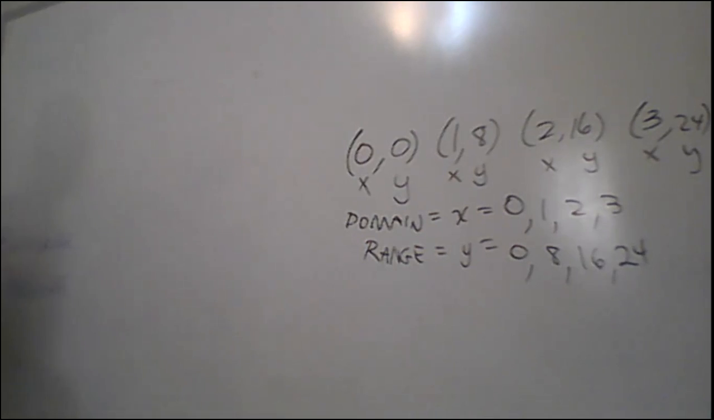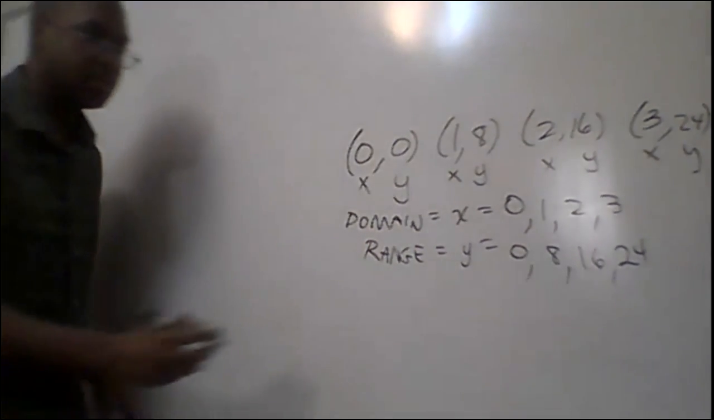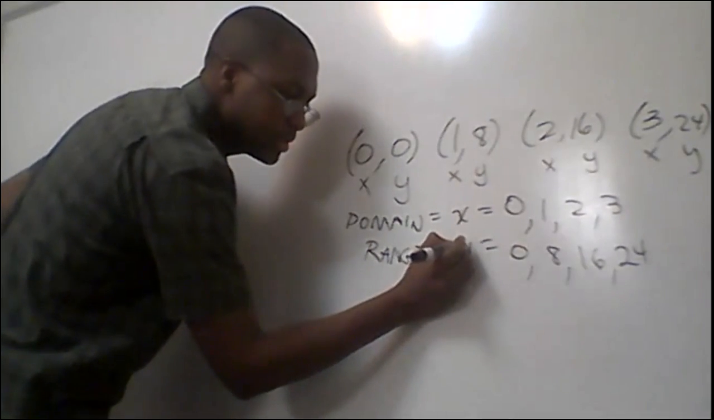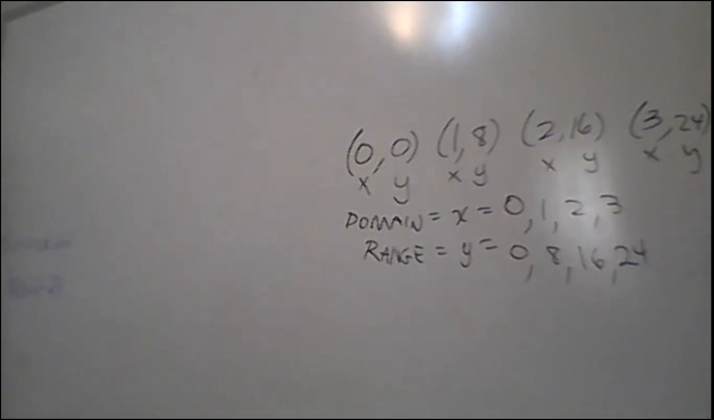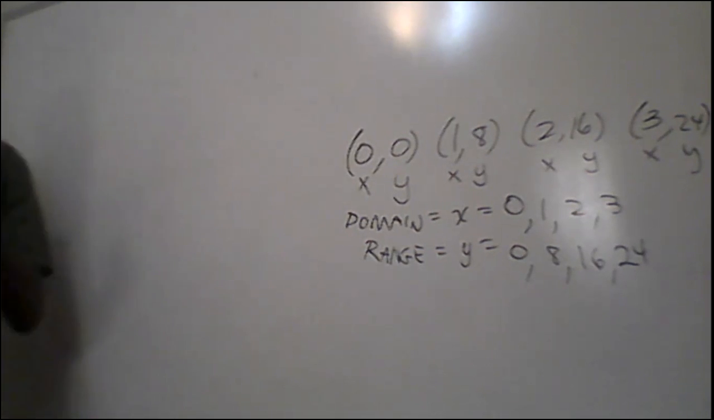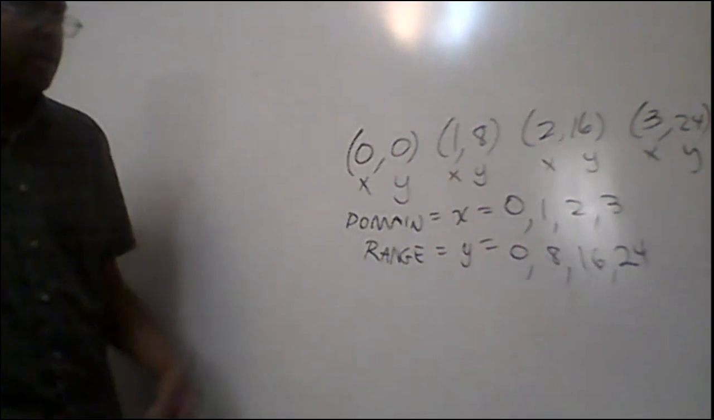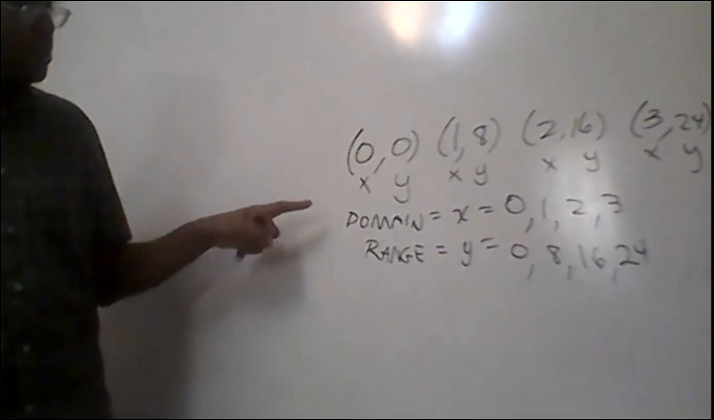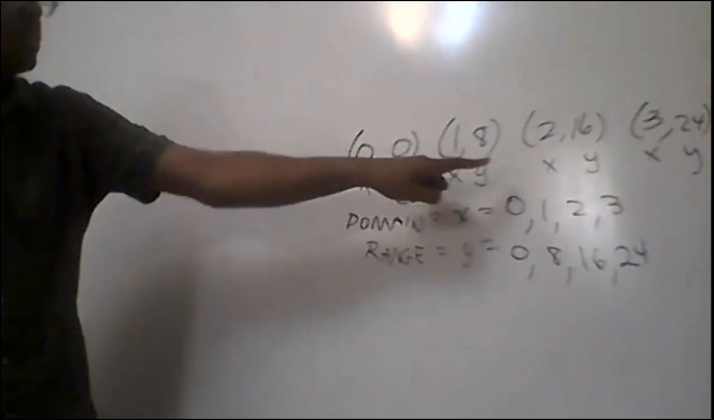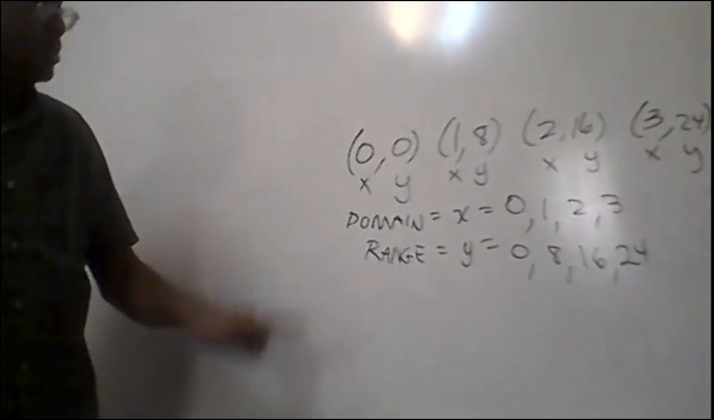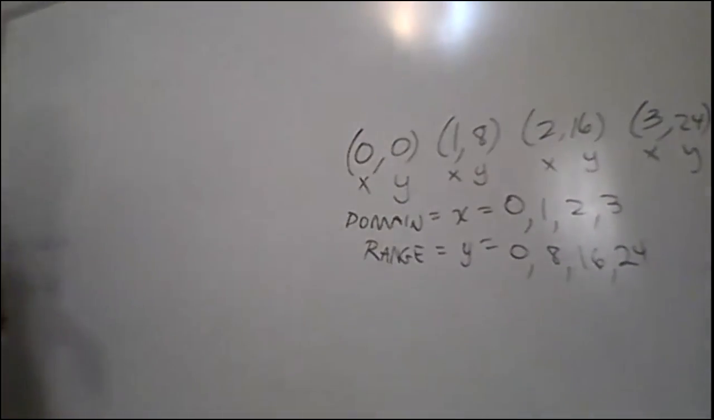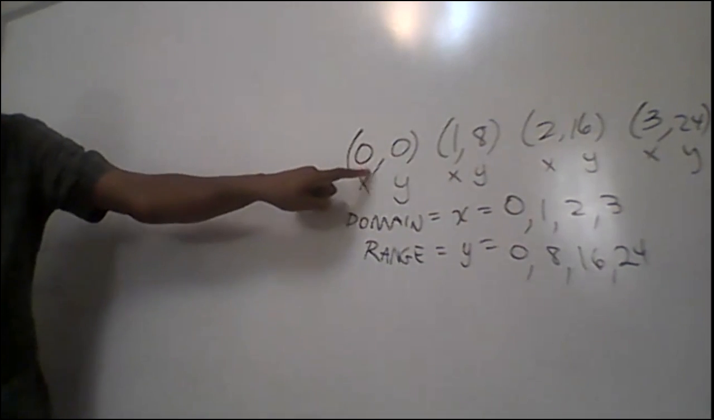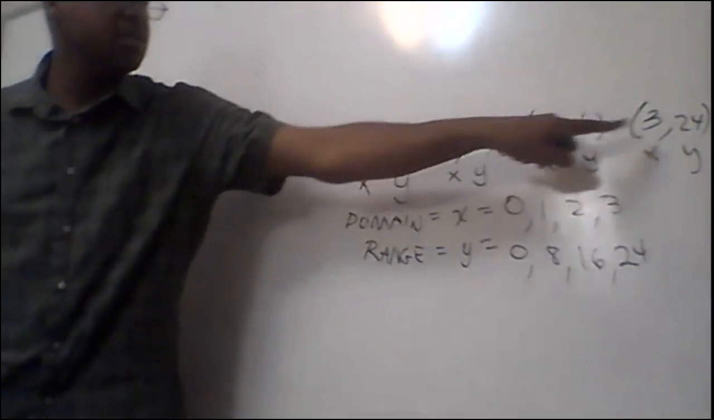Again, I'm not a rocket scientist. I know a guy who's a rocket scientist, and I'm not as smart as he is. I'm here to keep things as simple as possible so that I can get it done. So the domain are the X values. If I take this set of ordered pairs and label them X, Y, X, Y, X, Y, X, Y, which is good practice anyway, then basically that's an X, and that's an X, and that's an X, and that's an X.